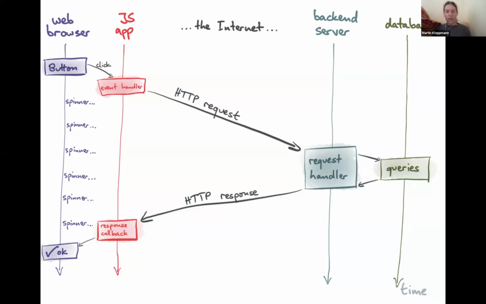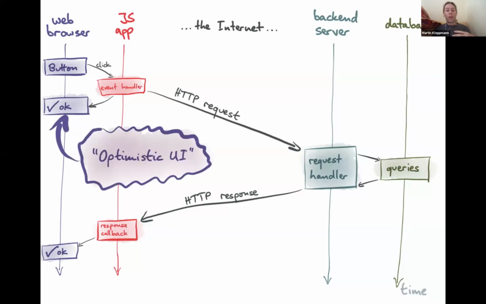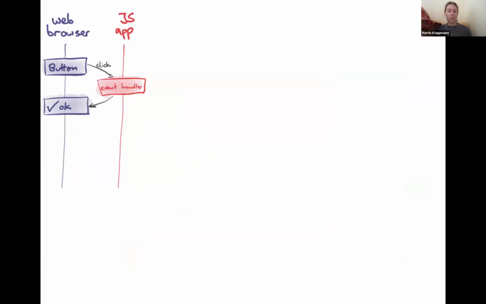So some people had this genius idea of, what if we just update the user interface immediately? Just immediately when the user clicks the button, we say, yes, okay, even though the HTTP request hasn't actually completed yet. We're going to call this optimistic UI. We're just optimistically going to update the UI to say it's all fine. And then at some point later, the request will complete.